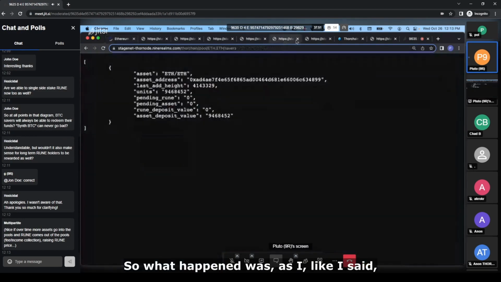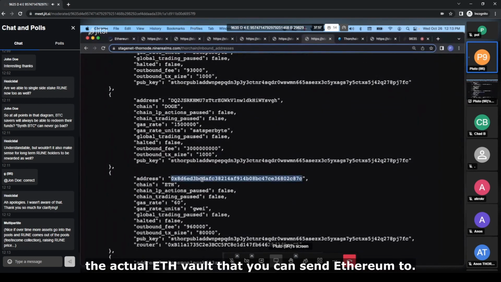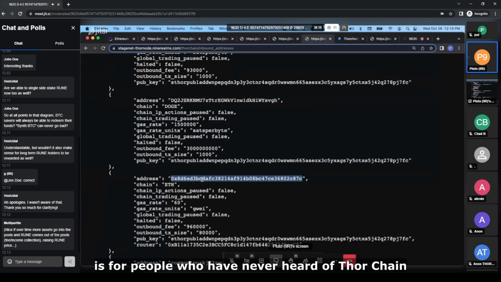So what happened was, like I said, I went and looked up on the inbound addresses the actual ETH vault that you can send Ethereum to. Again, I think this is one of the coolest parts about this feature: you don't need a rune address to interact with single-sided savings vaults. That's a really, really important thing, because what that will allow, for example, is for people who have never heard of THORChain to earn yield on THORChain by depositing their BTC without even knowing that THORChain exists. So that was a key design decision in implementing this feature.